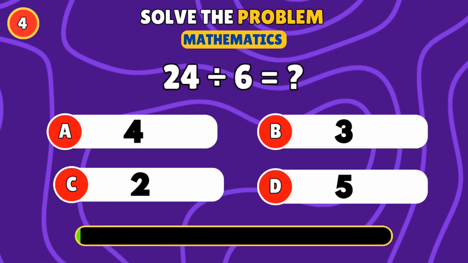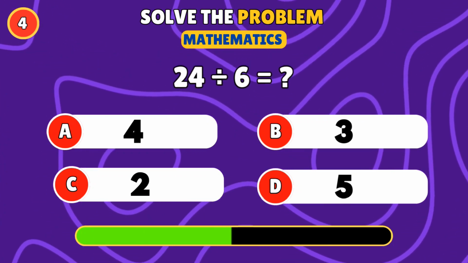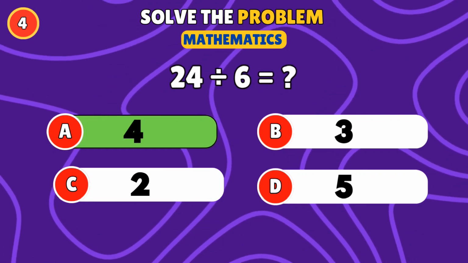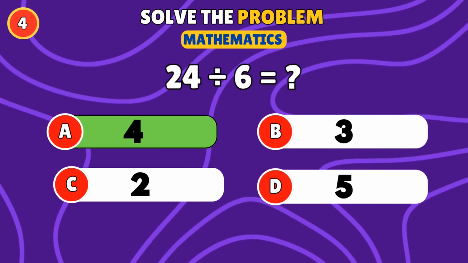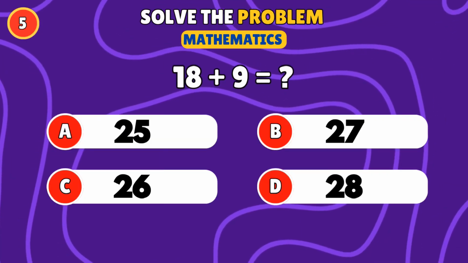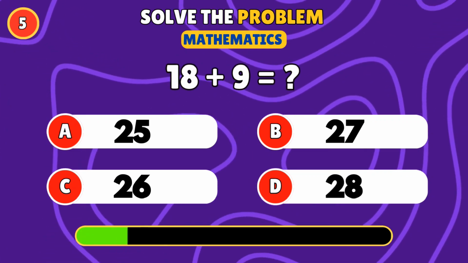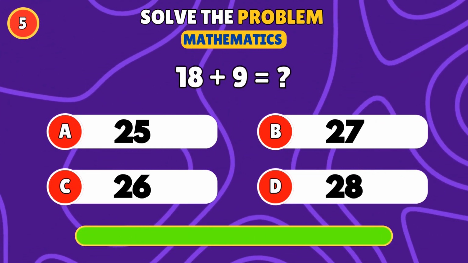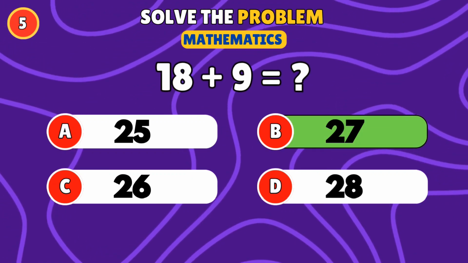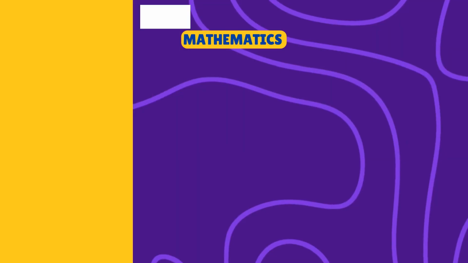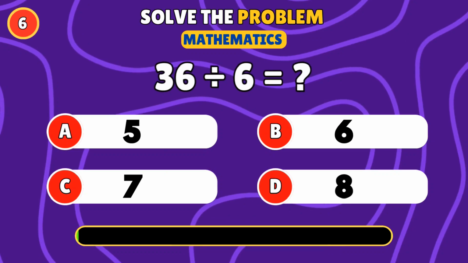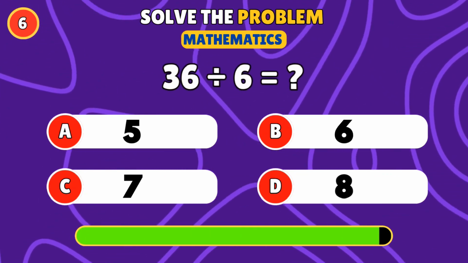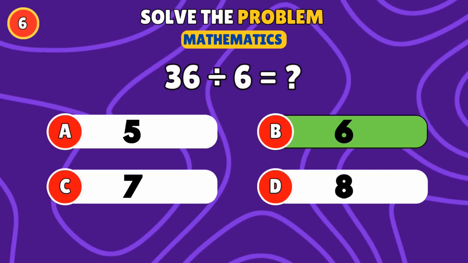Can you solve this? Yes, 4. 18 plus 9. 27. 36 divided by 6. 6.